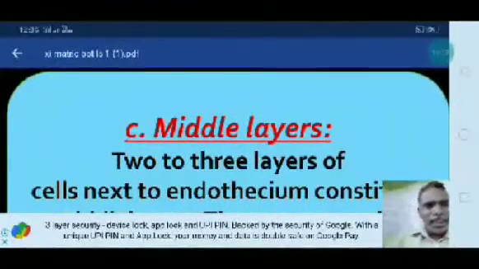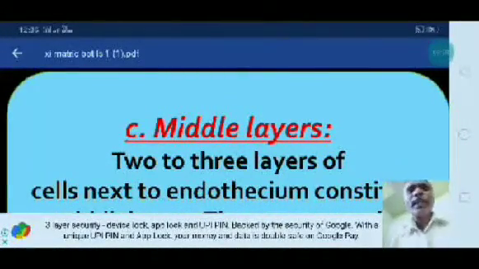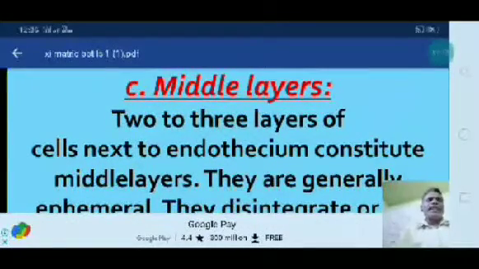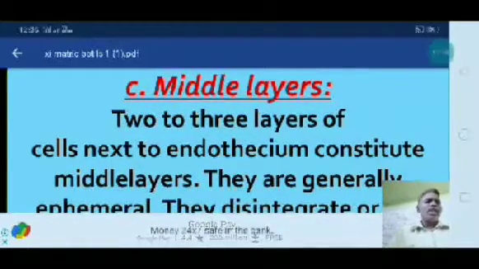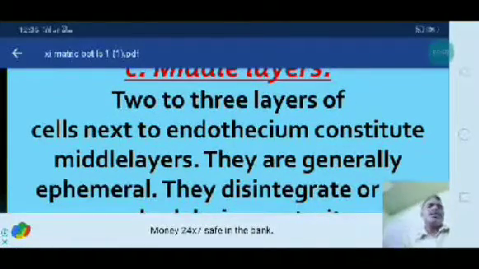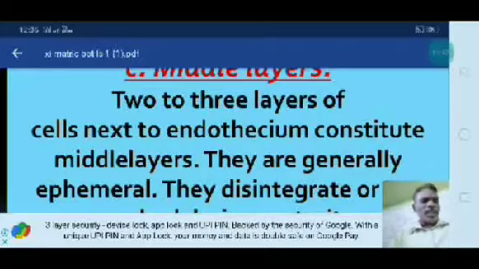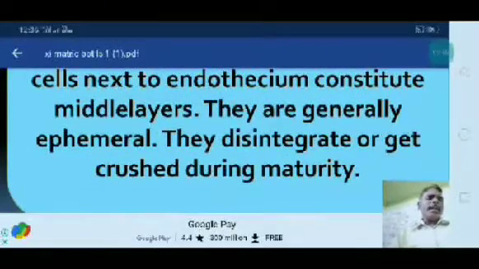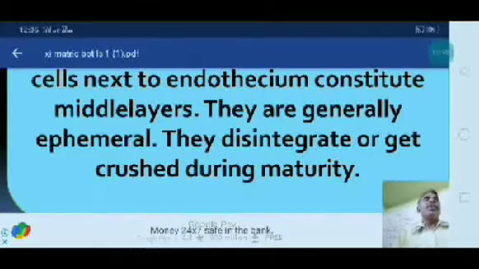Okay, the next one is the middle layer. First epidermis, then endothecium, then middle layer. Two to three layers of cells next to the endothecium constitute the middle layers. They are generally ephemeral; they disintegrate or get crushed at maturity.